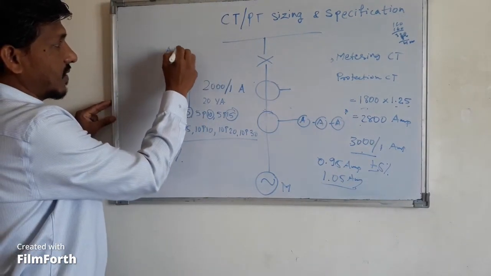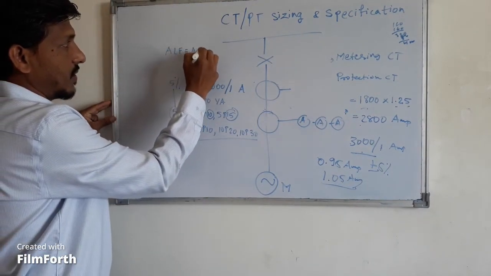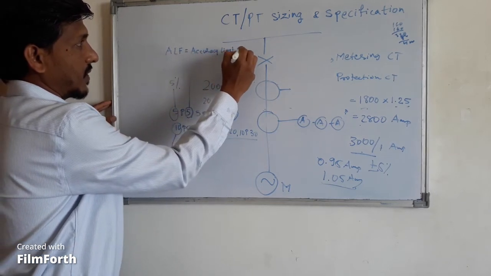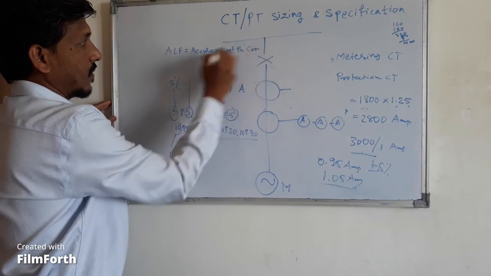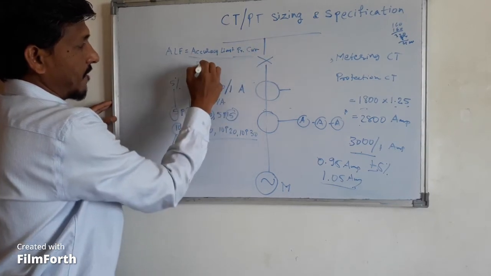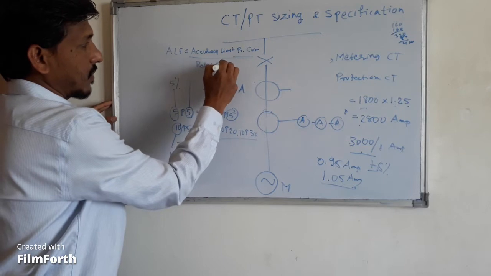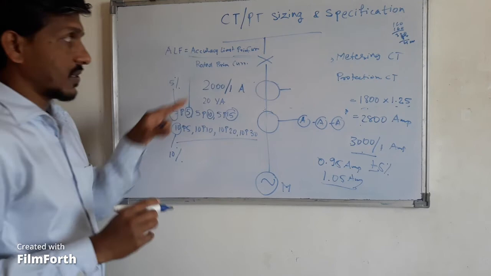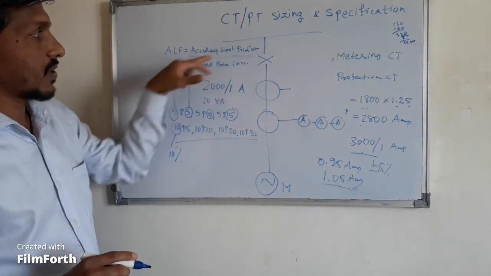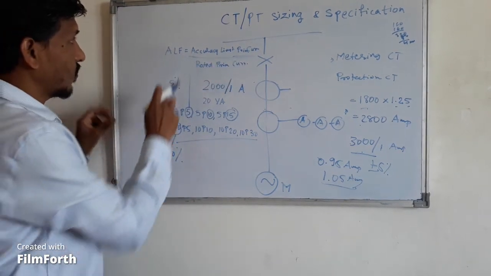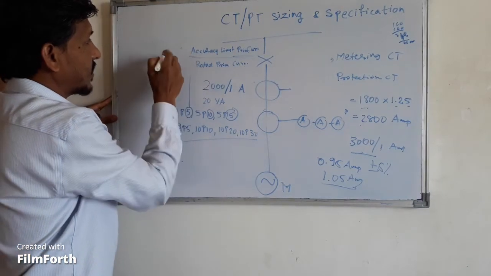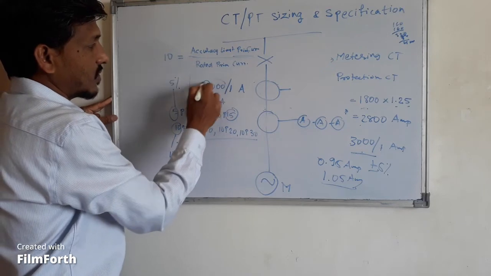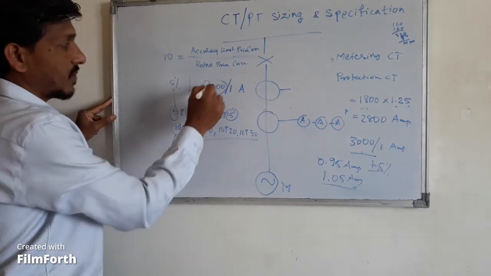So ALF is basically your accuracy limit. It is a ratio basically. It's the accuracy limit primary current to the rated primary current. Now what is this exactly? What do you mean by that? When you say my ALF is 10, and my rated primary current is, let's say, 2000 amperes, this is my rated primary current.